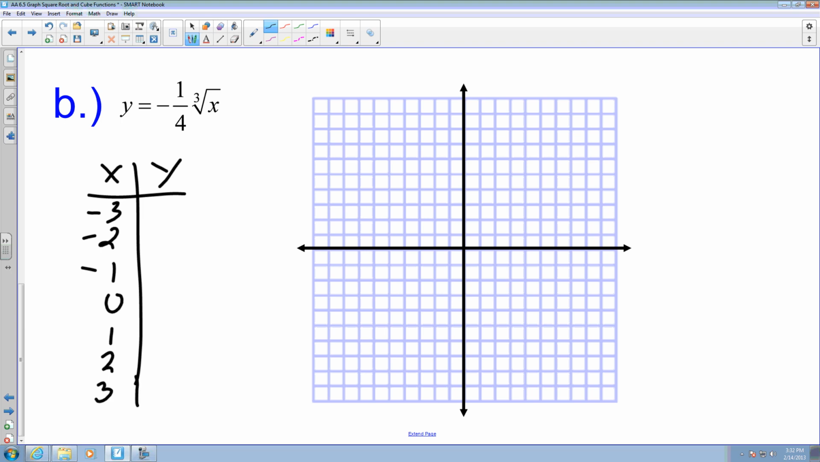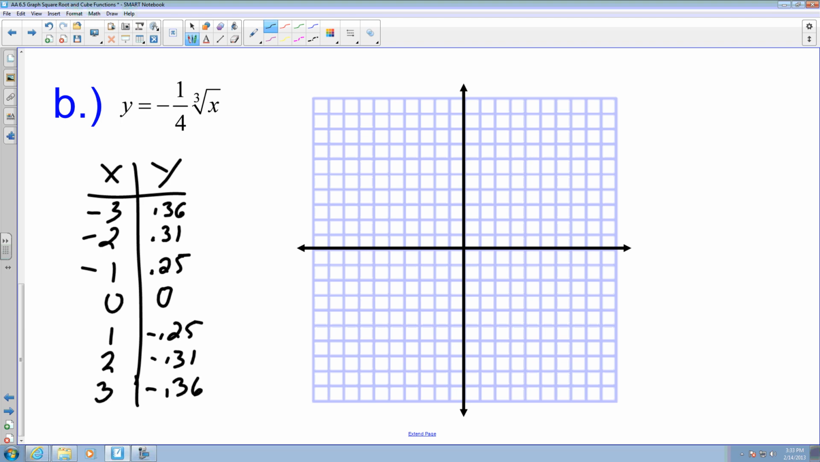If I were to substitute in negative 3, my y would be like 0.36. Negative 2 would be 0.31. If it was negative 1, it would be 0.25. 0 would be 0. My 1 would be a negative 0.25. This would be a negative 0.31. And this would be a negative 0.36.